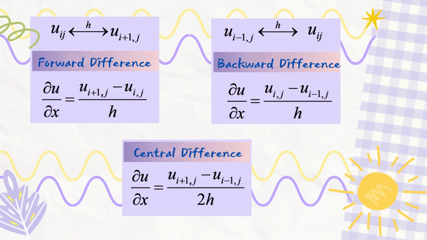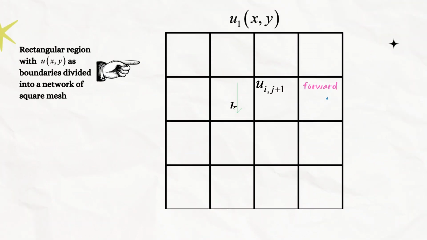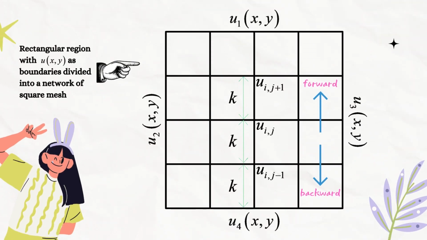Hence, for the independent variable x, the forward difference and the backward difference are described as shown in the slide, whereas the central difference is the combination of forward difference and backward difference. It is similar for y direction.